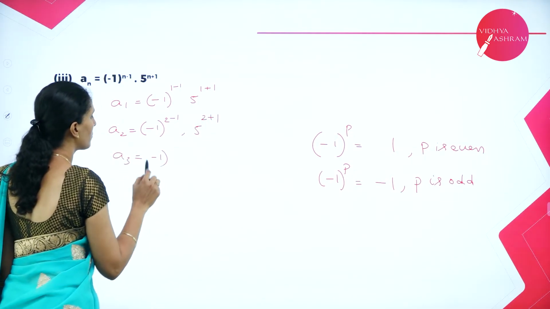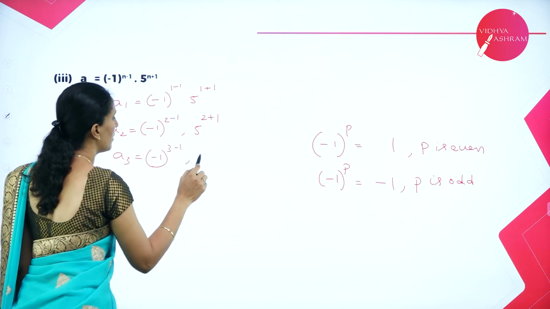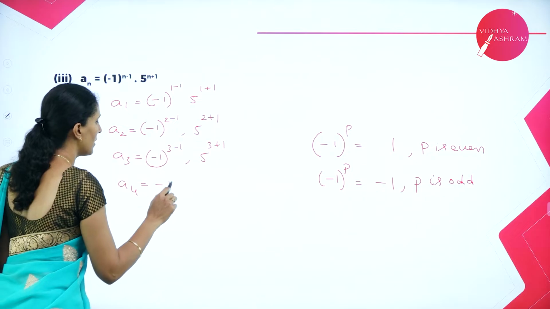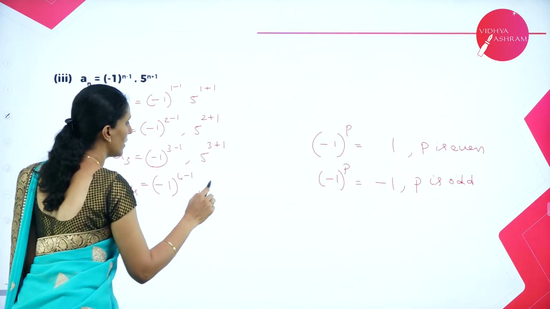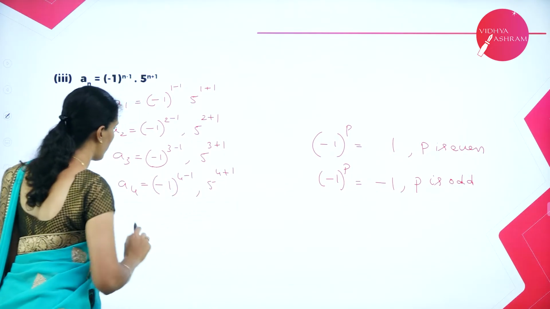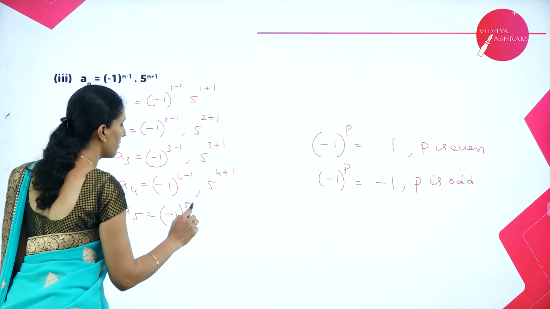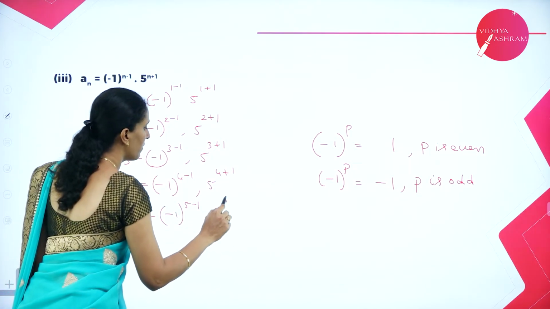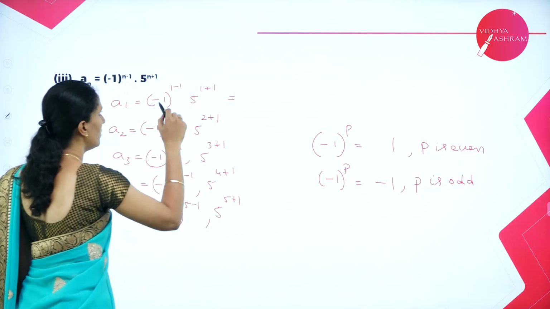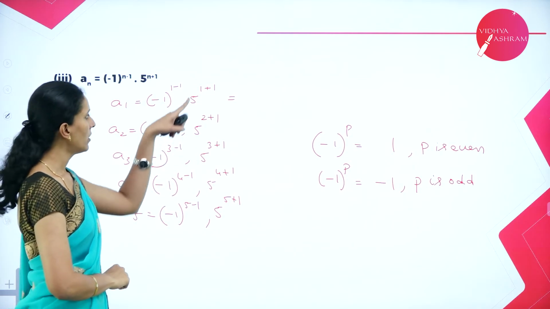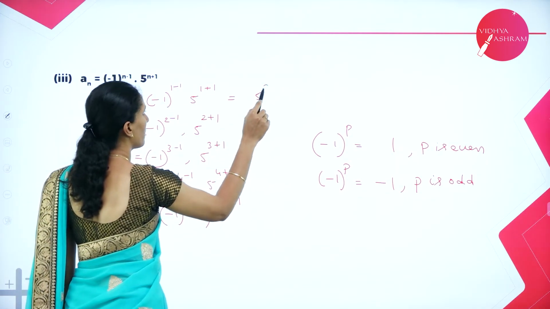a3: (−1) to the power 3−1, 5 to the power 3+1. a4: (−1) to the power 4−1, 5 to the power 4+1. a5: (−1) to the power 5−1, 5 to the power 5+1. So here 1 minus 1 is 0, and anything to the power 0 is 1. So here it is 5 square.